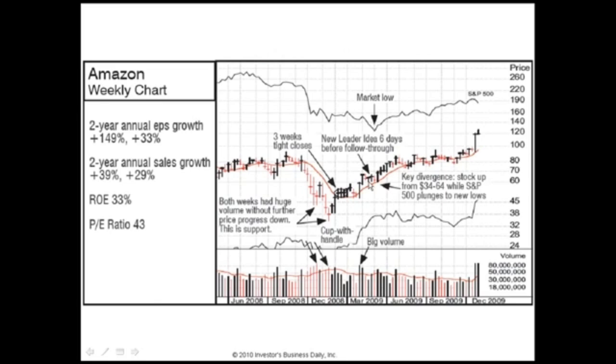We're reading this pattern and all these things at the time, and we're also looking at that the stock has earnings growth rate of 149% and 33%, and then you had a 2-year annual sales growth 39 and 29. You had a return on equity of 33%, and this is interesting. The PE ratio 43. We don't ever let a PE ratio tell us not to buy a stock if everything else is right, because that's arguing with the market and telling the market it doesn't know what it's doing when it assigns 43 to one and 23 to another and 13 to one and 85 to another.